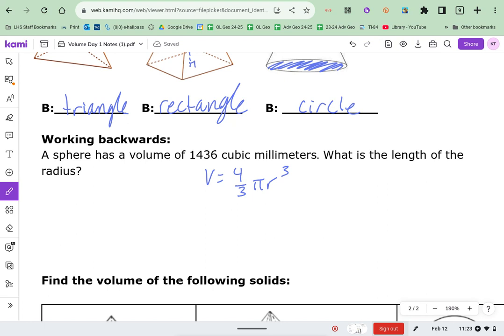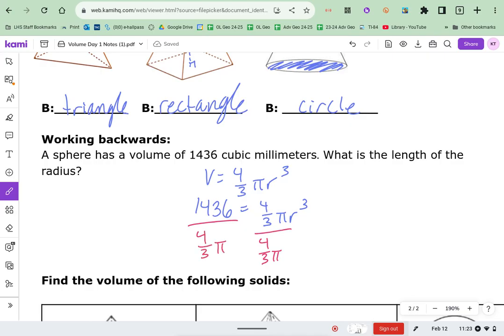After we start with the formula for what we have, we plug in what we know. So the volume is 1436 equals 4/3 pi r cubed. Now we want to get the r by itself. The 4/3 and the pi are being multiplied by r cubed. So how do we undo multiplication? Division. So we're going to be dividing. So I'm going to divide by 4/3 pi on both sides.